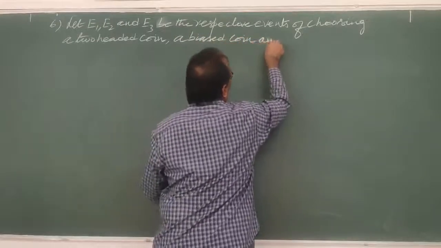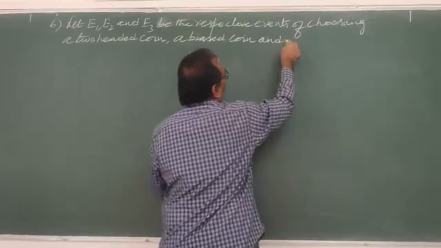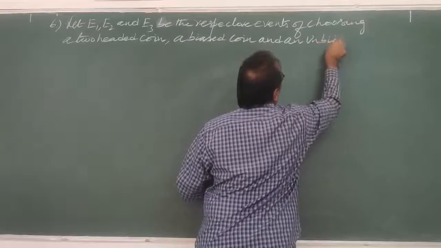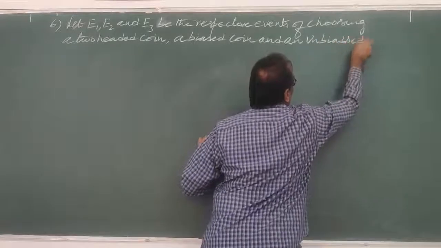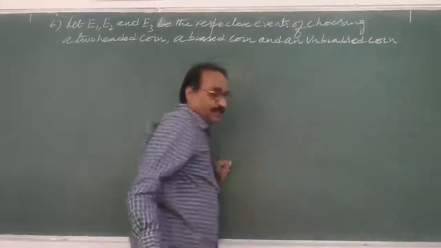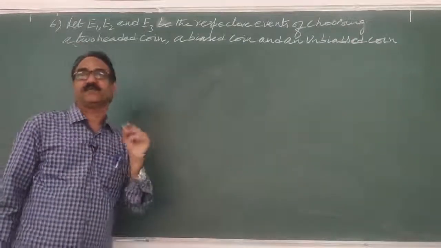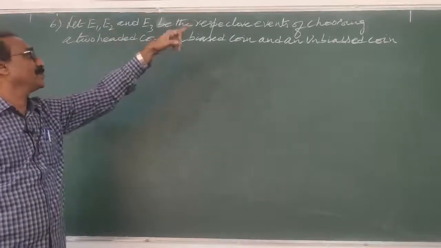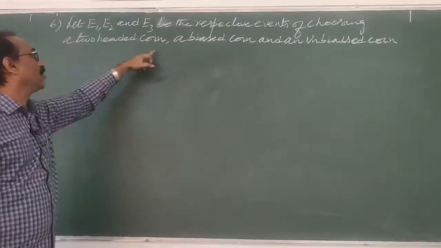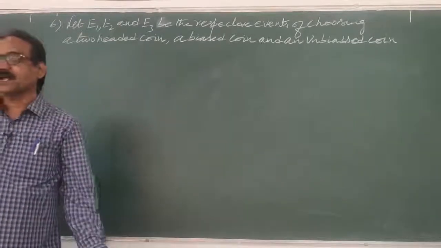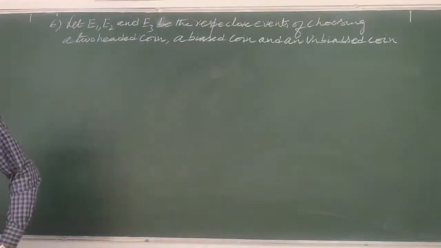And an unbiased coin. Okay, now this is the important one. You should write what is E1, what is E2, what is E3. So let E1, E2 and E3 be the respective events of choosing a two-headed coin, a biased coin, and an unbiased coin. Whatever you want, you can do it, no problem.